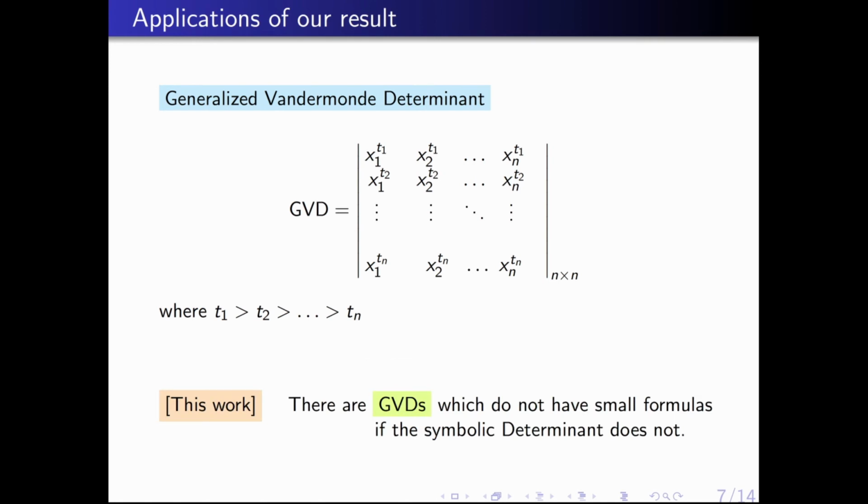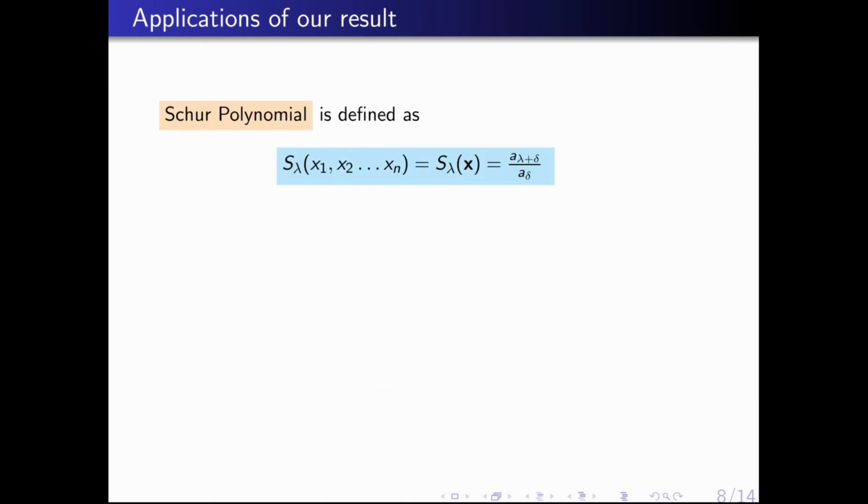Okay, this is what we proved. Schur polynomial is defined as given below. It is denoted by S lambda. I may abuse the notation a little bit for simplicity by not mentioning the underlying variables. So S lambda is defined to be A of lambda plus delta divided by A of delta.